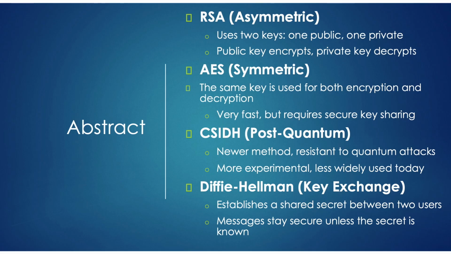When reviewing those, RSA uses two keys. One you share and one you keep private. It's strong, but a little heavier than we need. AES is really fast, but the problem is you have to share the same key, which isn't as safe in our case. CSIDH is a newer, post-quantum method. It's interesting, but it's still experimental and not widely used yet.